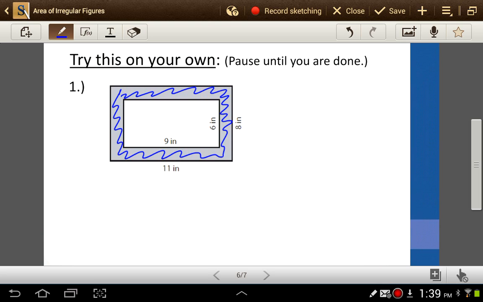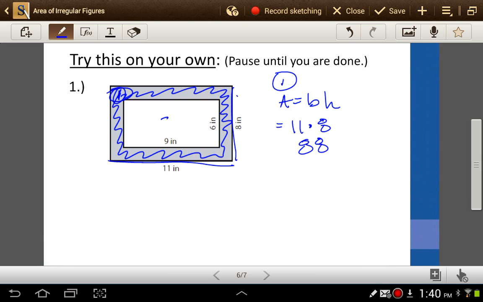Okay, hopefully you paused it and actually worked on it first. I'm going to find the area of the larger rectangle, and then subtract the part that I'm missing. So the first thing I'm going to do is find the area of this larger rectangle. That is area equals base times height. It's 11 and 8. So that means 11 times 8, which is 88.